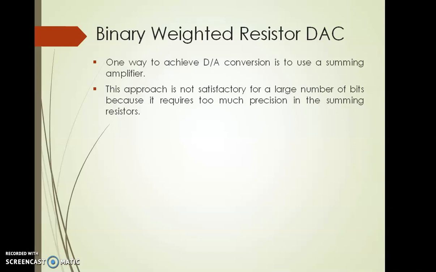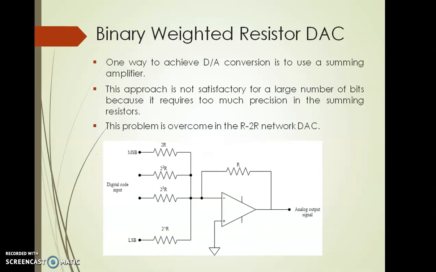This approach is not satisfactory for a large number of bits because it requires too much precision in the summing resistors. This drawback is overcome in the R-2R ladder network. Later on we'll see what exactly the R-2R ladder DAC is, but before that we'll see the binary weighted resistor DAC in detail.